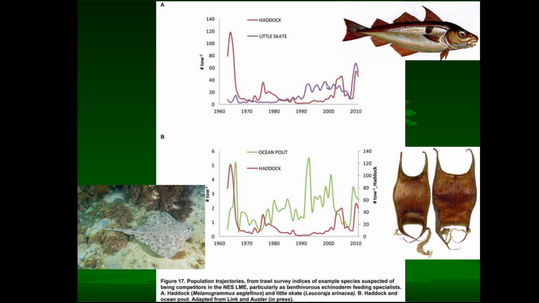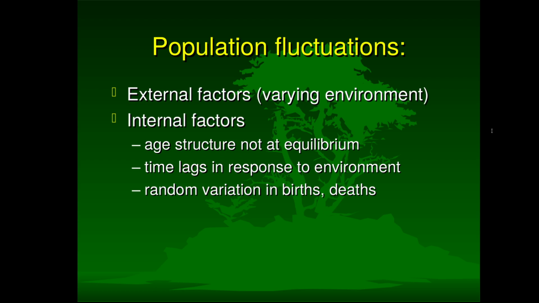So is this because they're competing for the same invertebrate echinoderms as a food source on the sea bottom? Interesting pattern, isn't it? Right, what causes population fluctuation?